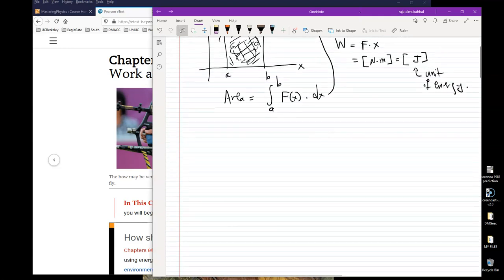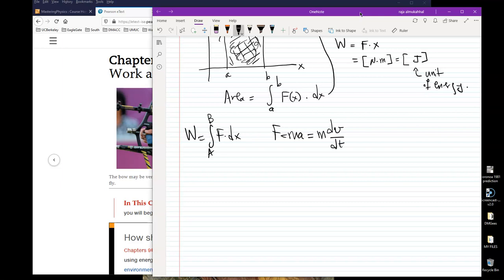Now look what will happen. Let me go back to that formula. Work is equal to the integral of F dx, let's say from A to B. Now we know that the force is equal to ma, right? And the acceleration is dv/dt. And we also know that v is dx/dt, rather, sorry.